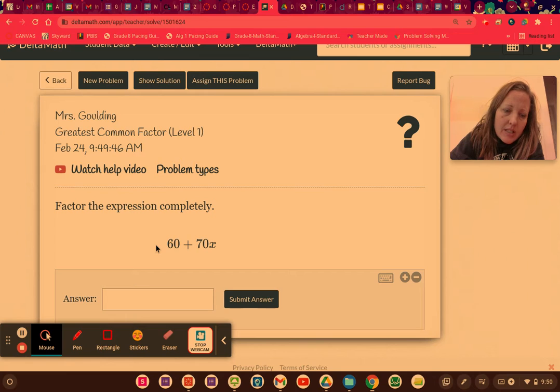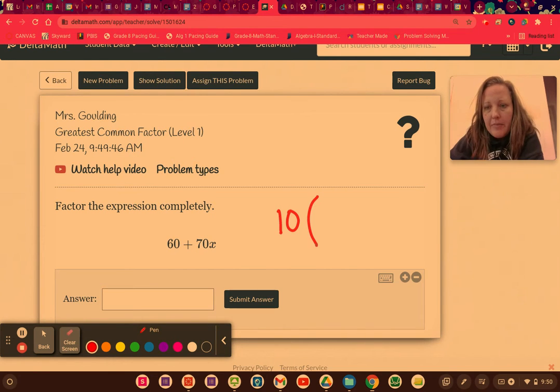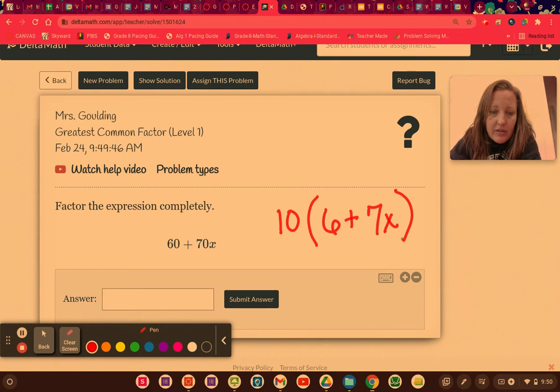Let me get my pen here. Let's say that the greatest common factor is 10. Remember, we pull that out, and then we multiply it by the expression that's left when I factor that out. So 10 factored out of a 60 leaves me a 6, because 10 times 6 would give me 60, plus 7. And then I have this x. I cannot get rid of it. It's still there.